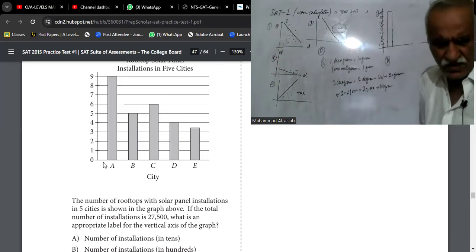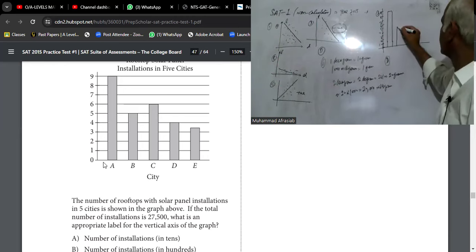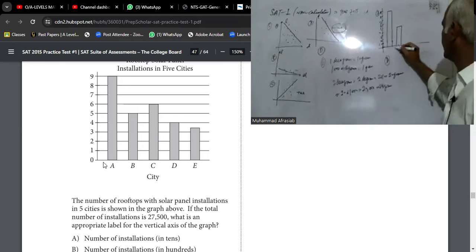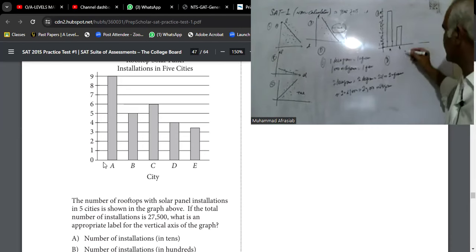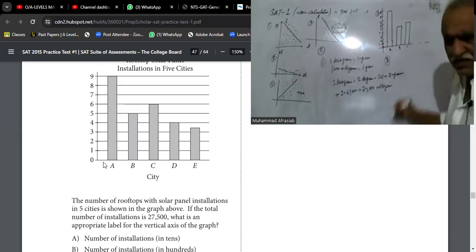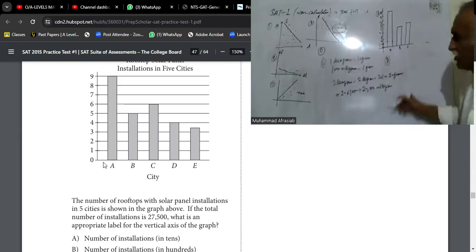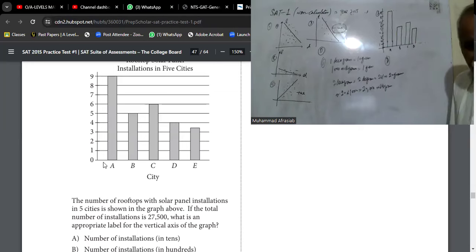So B is going up to 5 times. This is B, this is A. C is going up to 6 times. D is going up to 4 times. And E is going up to 3.5 times.